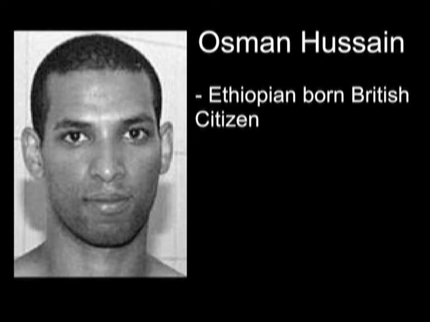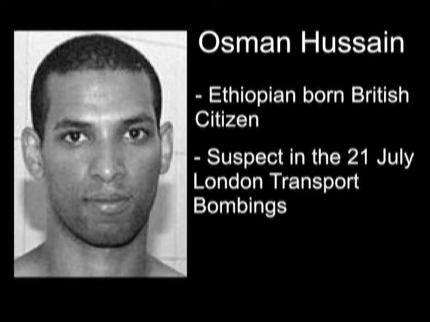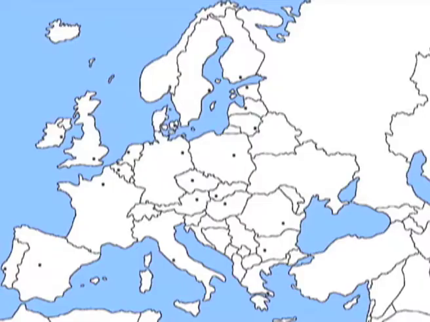This is Osman Hussein, an Ethiopian-born British citizen, one of the suspects of the 21st July 2005 London transport bombings. On the 21st of July 2005, Mr. Hussein was caught on cameras fleeing the scene of the crime. He got on a train and fled Britain.